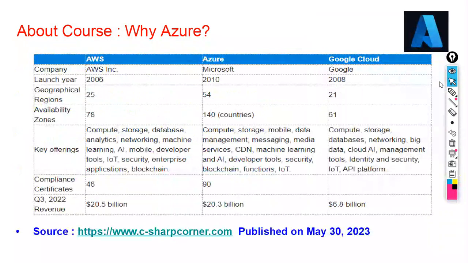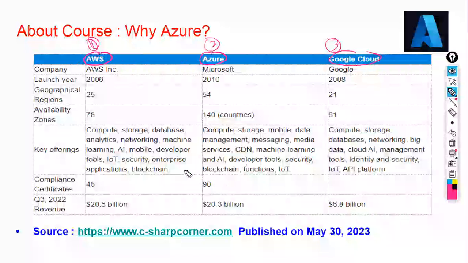And if you see AWS, Azure, GCP, they are the top three cloud service providers. Oh, sorry, AWS is the number one cloud service provider, Azure is number two, and GCP is number three. AWS was launched by Amazon, Azure was launched by Microsoft, and GCP was launched by Google.